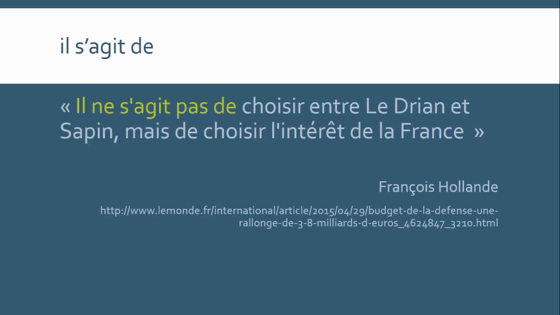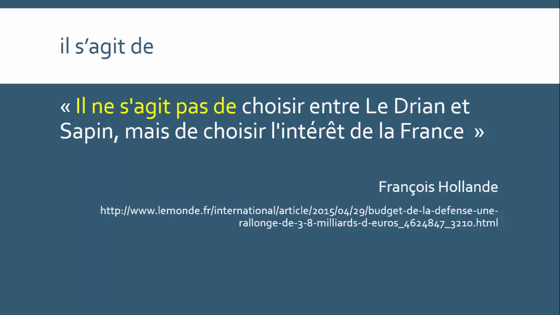Similarly, here we have a quote from the man himself, François Hollande. Il ne s'agit pas de choisir entre les Drians et Sapin, mais de choisir l'entrée de la France. Here, he's kind of saying it's not a question of choosing between le Drian et Sapin. Drian, Sapin, they are two politicians. Mais de choisir l'intérêt de la France, but to choose the interest of France. Okay, it's not a question of. It's not about choosing between these two, but choosing the interest of France. Okay, so we have the sense of about there.